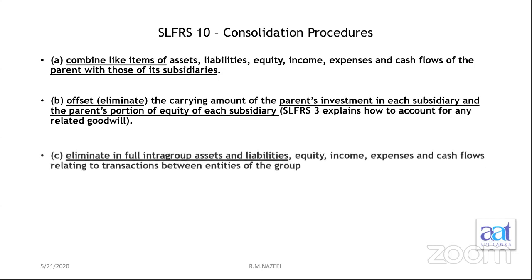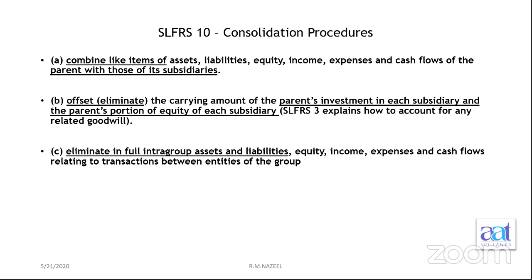Next one, if there are any intra-company assets and liabilities, that means the parent has given to the subsidiary or the subsidiary has given to the parent, vice versa. If these things happen, how can we adjust these amounts? So why have I underlined these 3 points? Because these 3 points are the things we are going to discuss over the period.